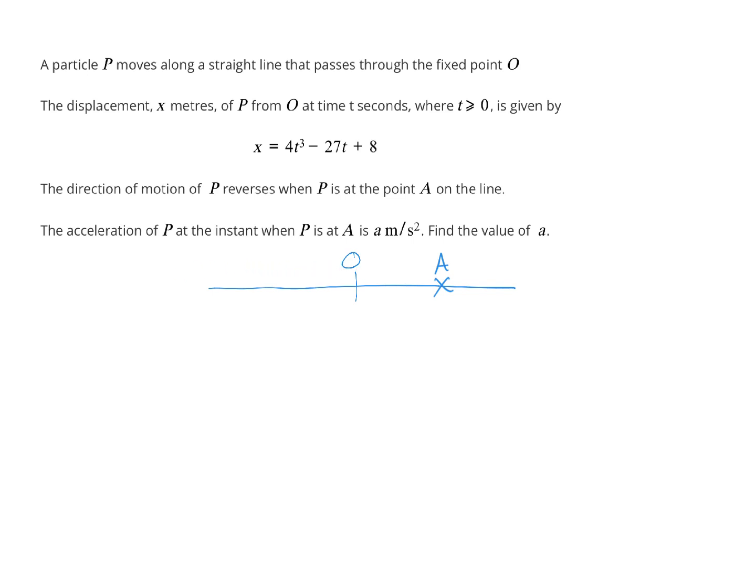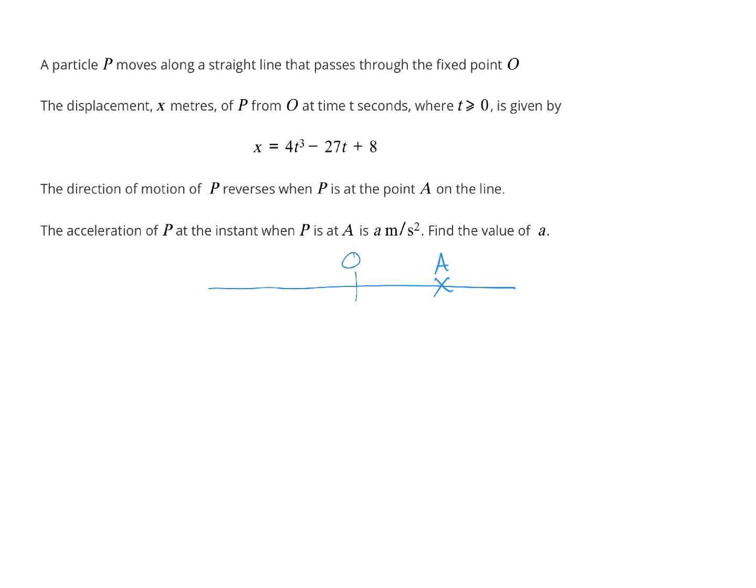It says that the acceleration of P at the instant when P is at A is a meters per second squared. So find the value of a. So we're looking at this and going, okay, it says acceleration. Now clearly that's going to be differentiation twice, because if we differentiate this, we get the speed. So let's look at what we can do with this question.